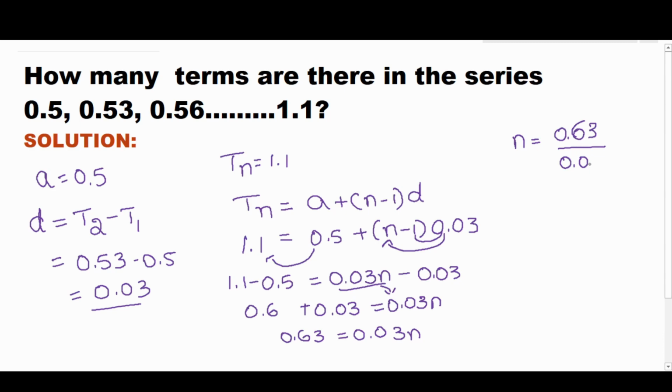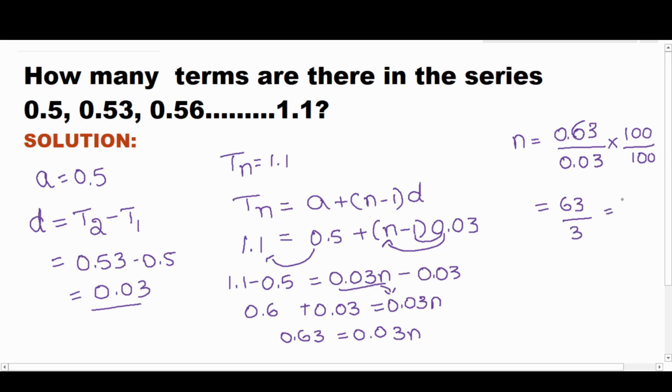0.03. You would find it very difficult to divide the decimals. So let's convert them into whole numbers. See, after the decimal point I have two places in each term. So I'll multiply and divide it by 100. If I multiply 100 to the numerator, I get 63 here, and here I get 3.